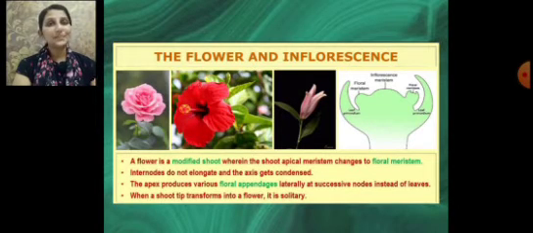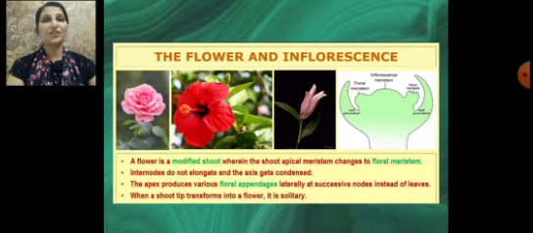We know a stem has nodes and internodes. The node is the region of the stem from where the leaves arise, and the region between two consecutive nodes is called an internode. In the case of the development of the flower, the internodes do not elongate, and the axis of the flower gets condensed.